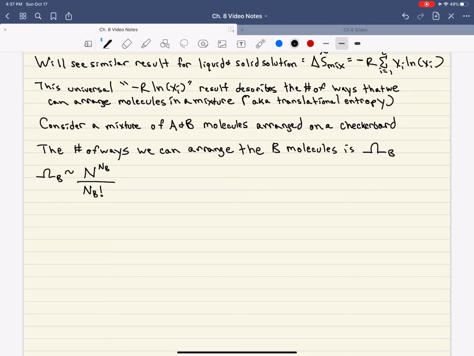All right. And so that's the equation that we derived back in chapter 5.5 in order to calculate or estimate the number of ways that molecules can arrange themselves in the system. Okay? To be a little bit more precise about this, we could play around with these factorials by applying Stirling's approximation.